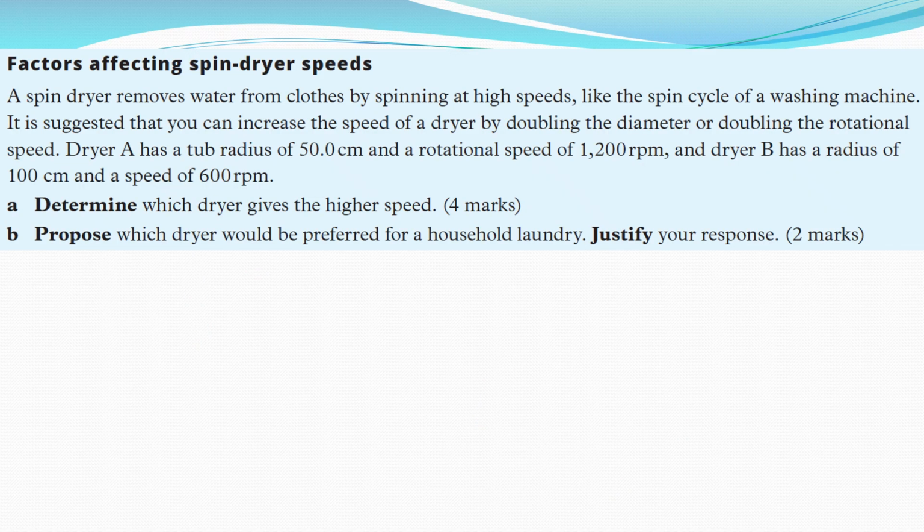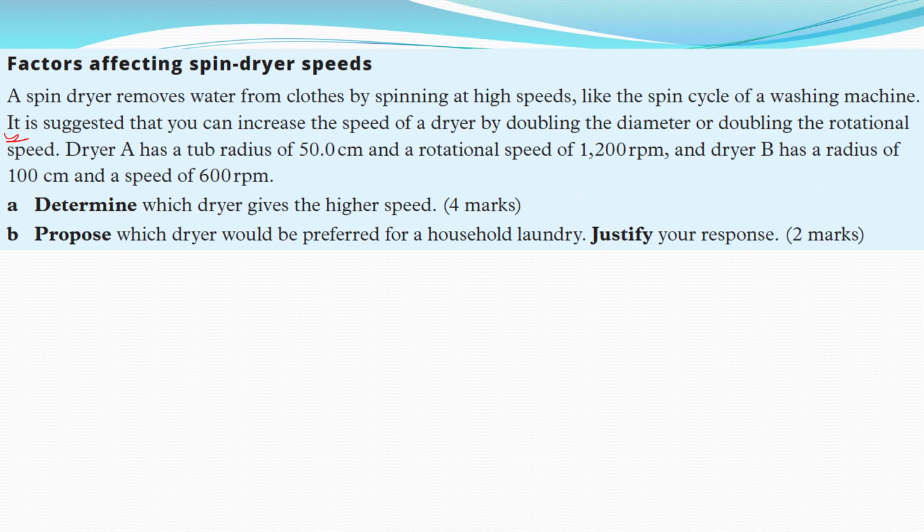Let's look at another example. Do a comparison. Comparison of spin dryers. So a spin dryer removes the water from your clothes in your washing cycle by spinning really, really fast. So it's obviously an example of circular motion here, uniform circular motion. So it says in our question here, it is suggested that you can increase the speed of a dryer by doubling the diameter or doubling the rotational speed. So let's have a look.